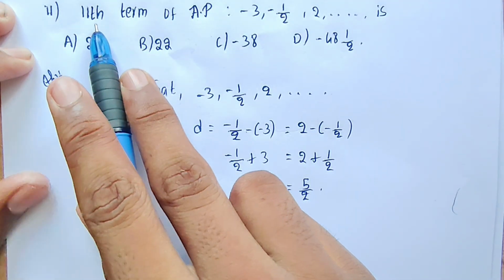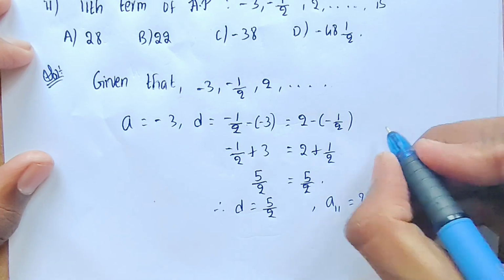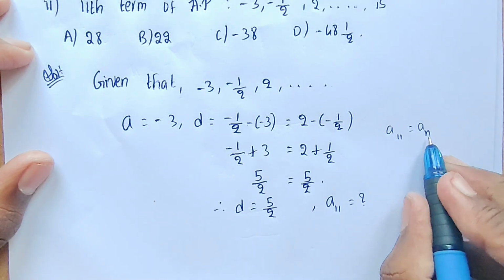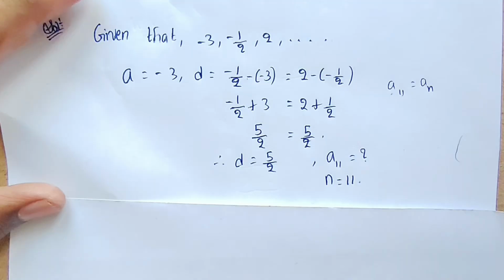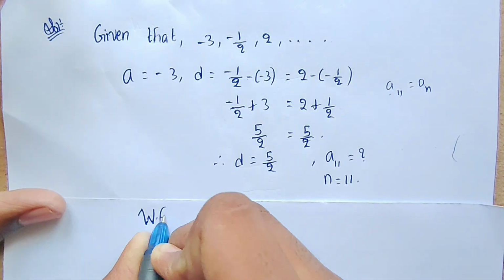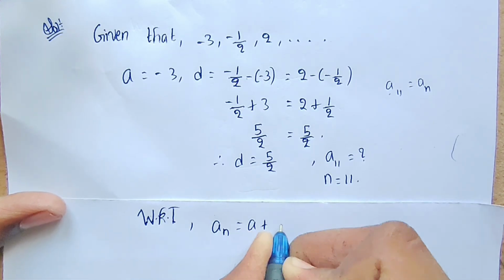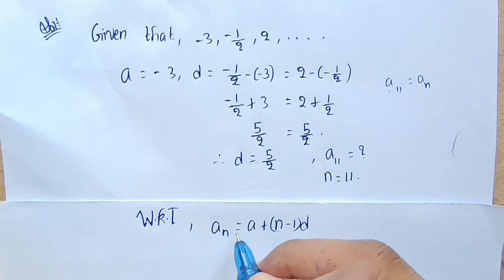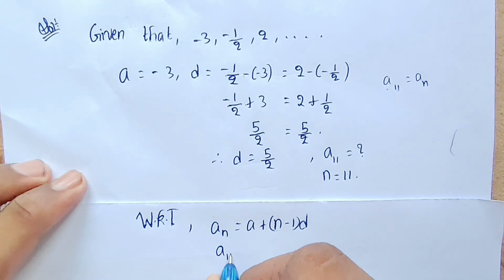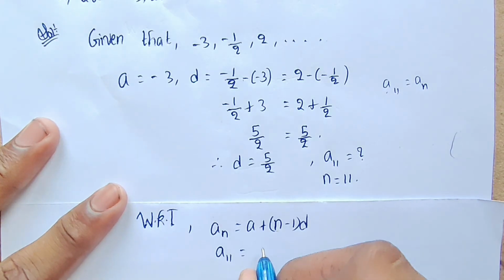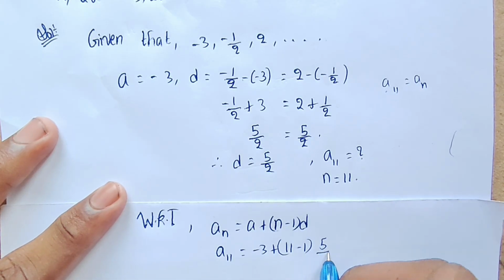In this question he asked to find the value of the 11th term. That means A11 equals A n, where the value of n will become 11. So we know that A base n is equal to A plus n minus 1 into D. We have to find A11, which equals the value of A, minus 3, plus the value of n, 11, minus 1, into the value of D, 5 by 2.